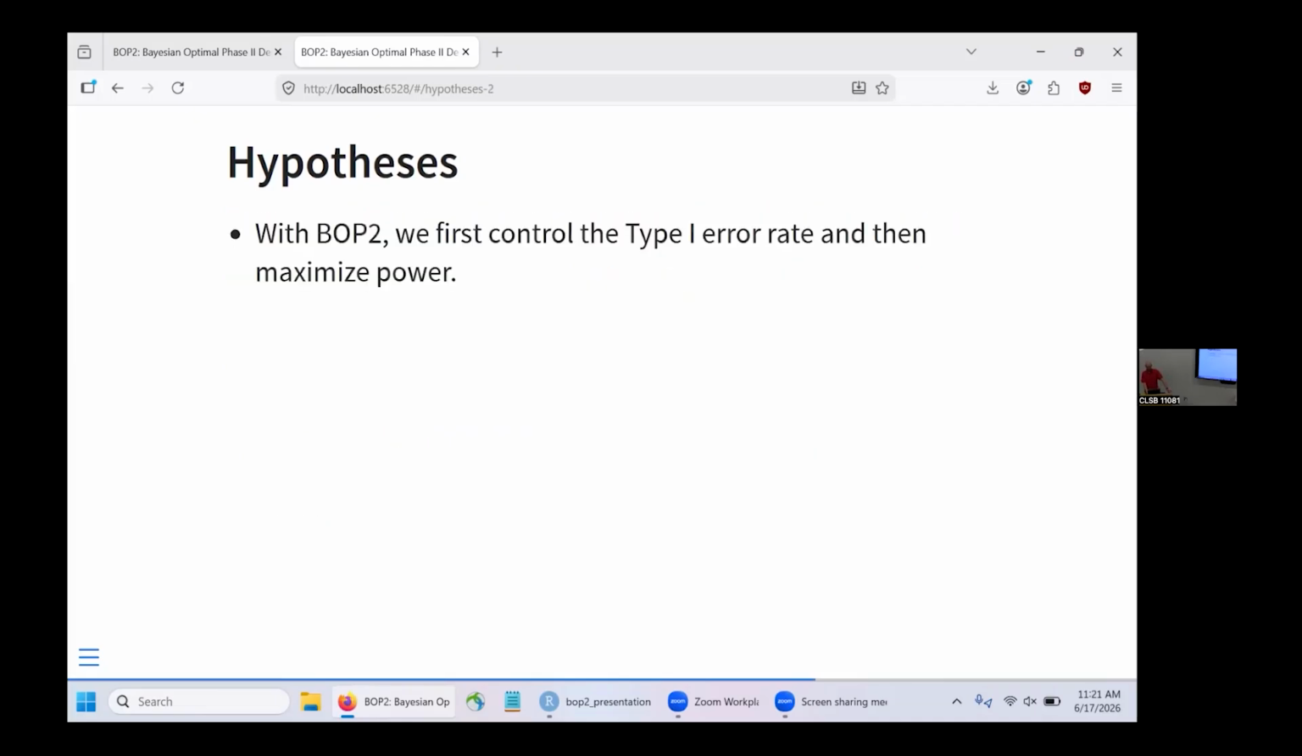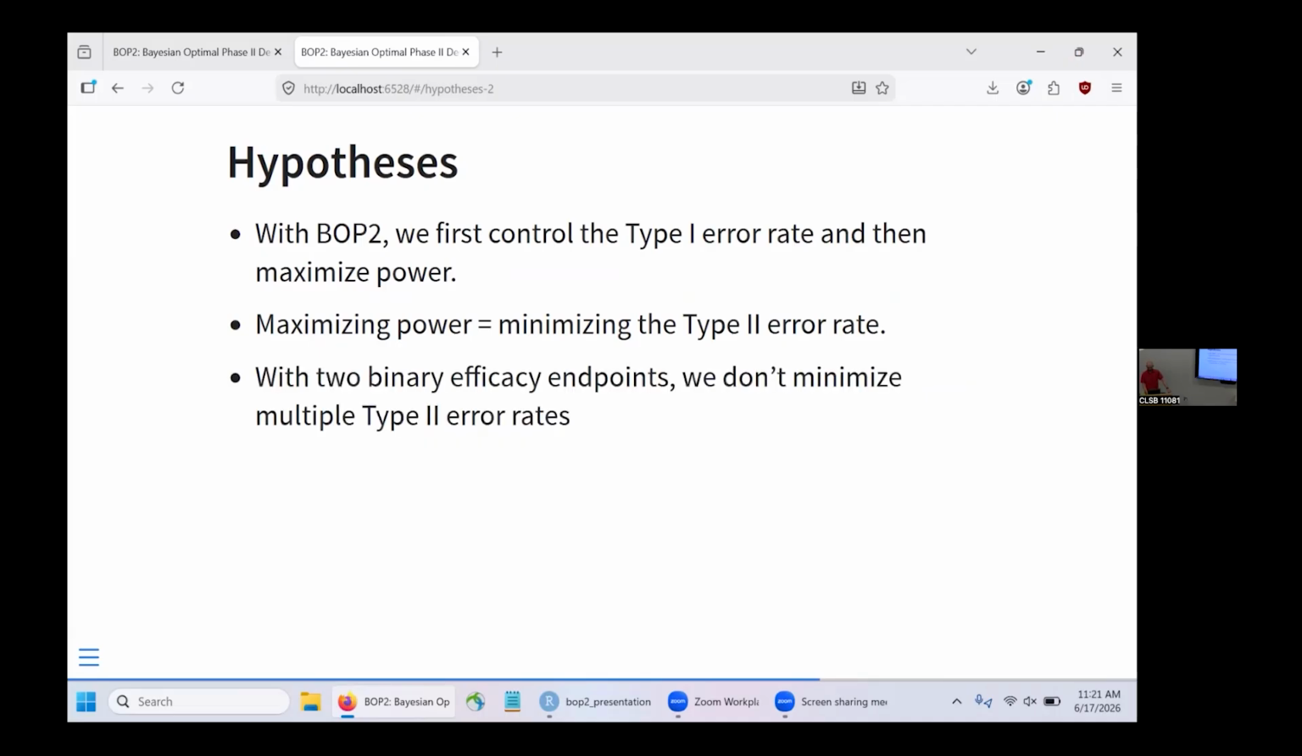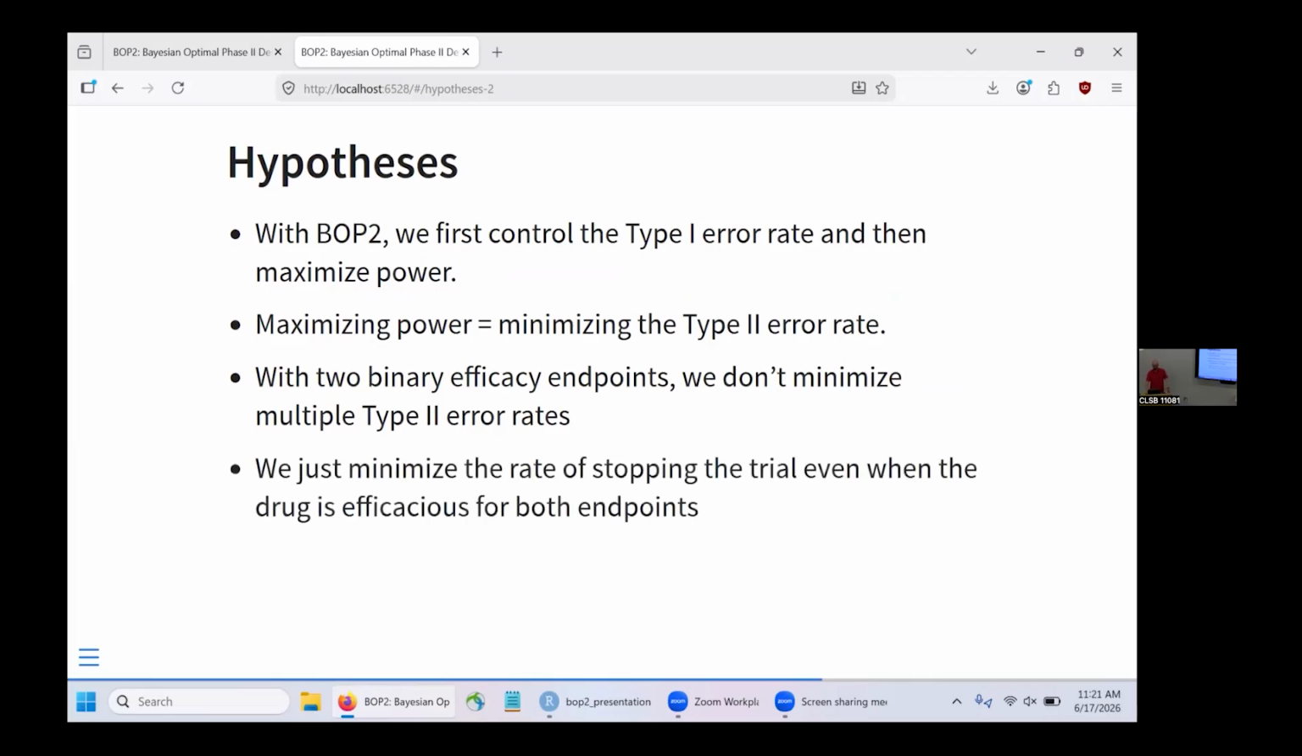With BOP2, recall that we're first controlling the type 1 error rate and then maximizing power. Maximizing power is the same as minimizing the type 2 error rate. With 2 binary efficacy endpoints, we don't minimize multiple type 2 error rates. I know there are 3 different versions that I just went through, but we're just minimizing the rate of stopping the trial even when the drug is efficacious for both endpoints.